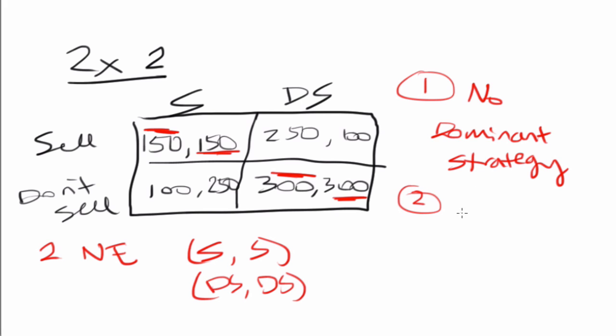The same can be said about player 2. There's no dominant strategy. The reason is that if player 1 were to sell, it makes sense for player 2 to sell. However, if player 1 were to not sell, then it also makes sense for player 2 to not sell. And so, as we can see here, there's no dominant strategy. But now let's look at an example in which there may be a dominant strategy.